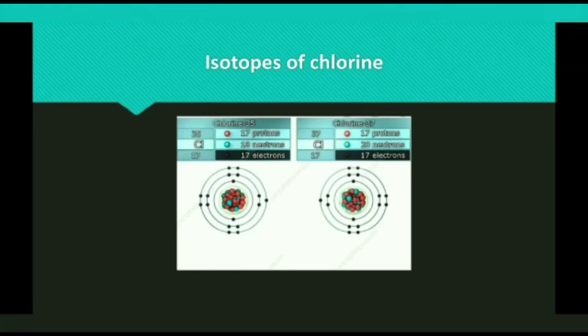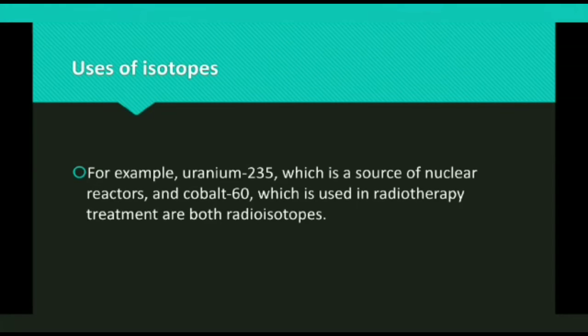Next one is uses of isotopes. The first is uranium-235, which is a source for nuclear reactors. Then cobalt-60 is used in radiotherapy treatment. Both are radioisotopes.